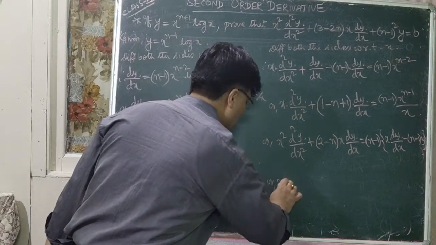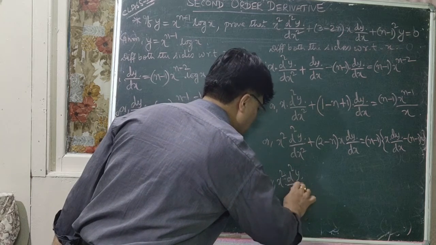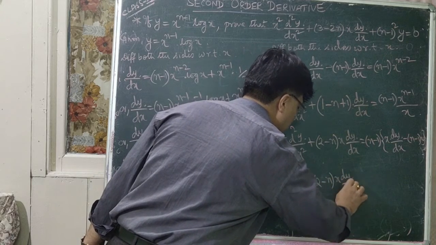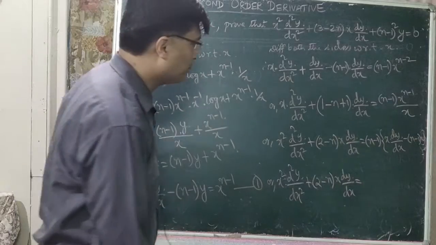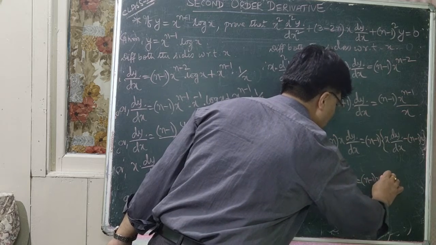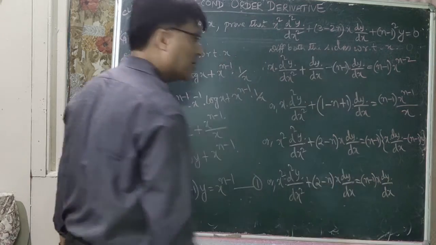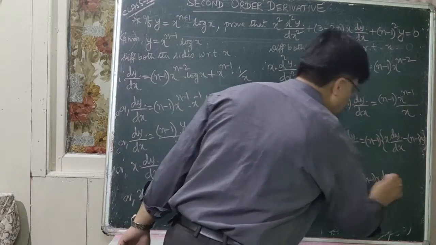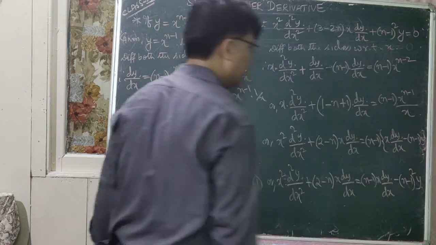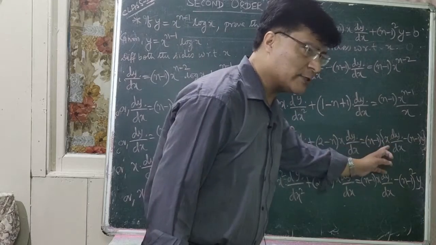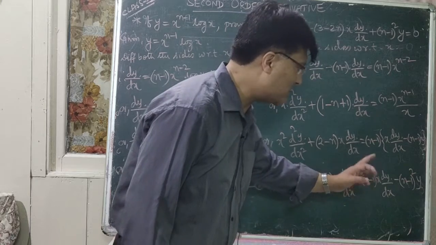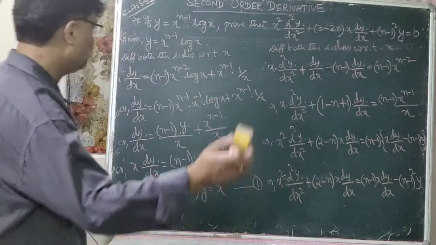Okay, so x square into d2y by dx square plus 2 minus n into x into dy by dx is equal to, now you can multiply here. n minus 1 multiply. So what do we get? n minus 1 into x dy by dx. Is that clear? Then minus, there is minus sign, n minus 1 into n minus 1. This is n minus 1 whole square into y. Is that clear? That is, the expression within second bracket is multiplied by n minus 1, and we got this expression n minus 1 into x dy by dx minus n minus 1 whole square into y.